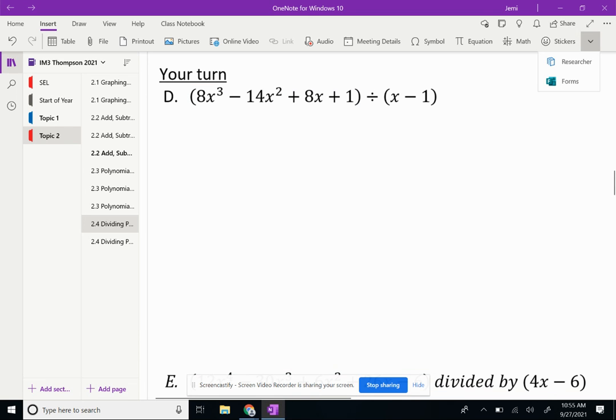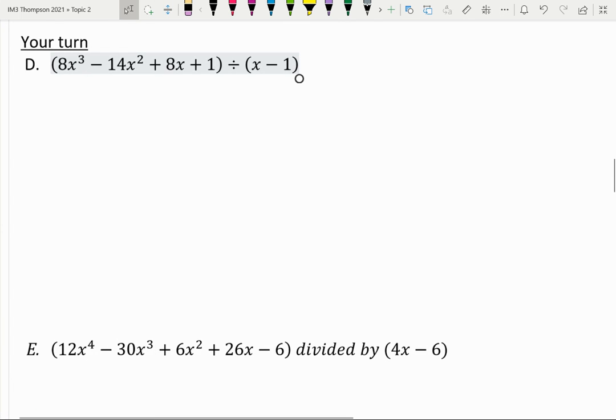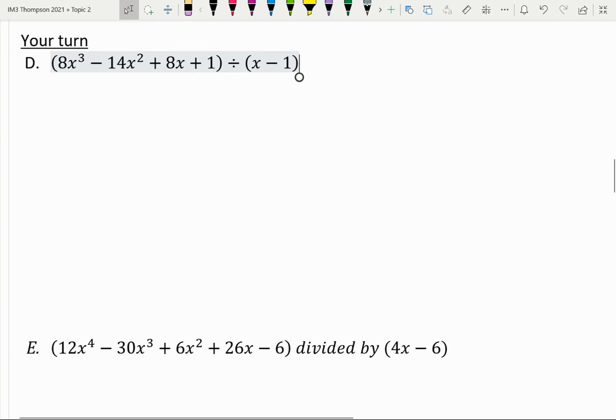Okay, so I changed the problem that I had because I wanted to give everybody a chance to try a problem before I do one that might be a little bit more tricky. So I'm going to ask that you pause this video and do problem D, which is the polynomial 8x cubed minus 14x squared plus 8x plus 1, all divided by x minus 1. So please pause this and give that a try.